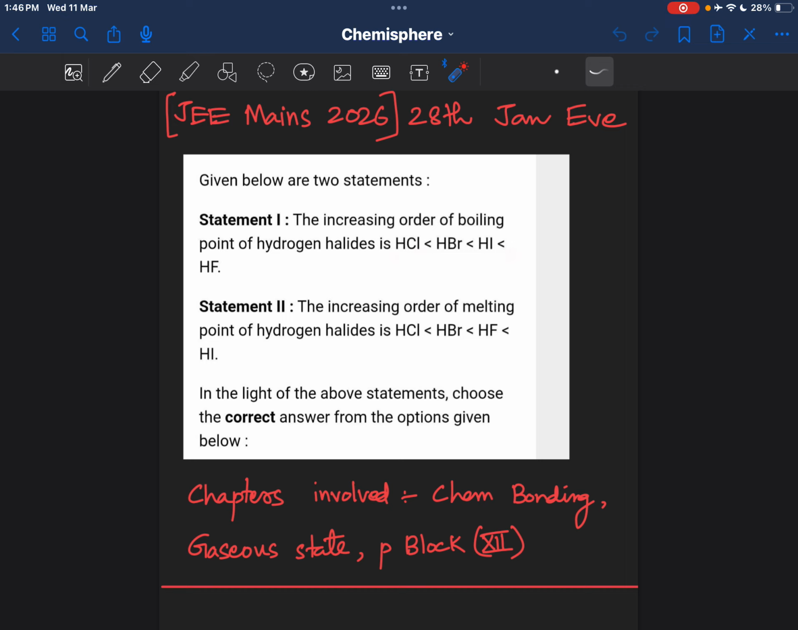Okay. The second statement is the increasing order of melting point of hydrogen halides. So they have given us a statement. In the light of the above statements, choose the correct answer. So the options are basically asking us which statement is true and which statement is false. So we have to say which one is true, which one is false. Okay. So the chapters involved are chemical bonding, gaseous state, and p block from 12th standard.